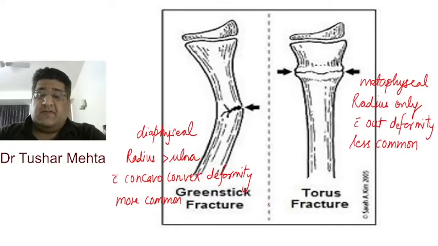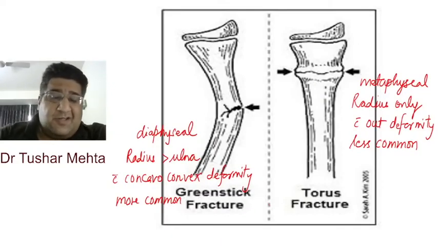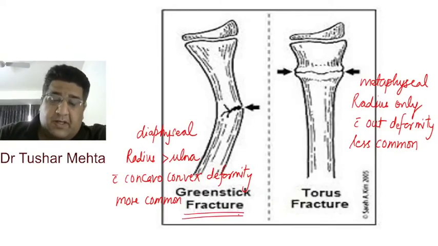Now moving over to the next fracture. On one side, if you can see, we have a greenstick fracture. On the other side, we have a nightstick fracture. First of all, where does this word greenstick come from?